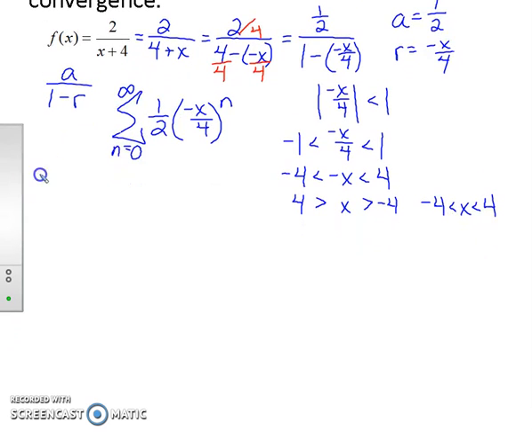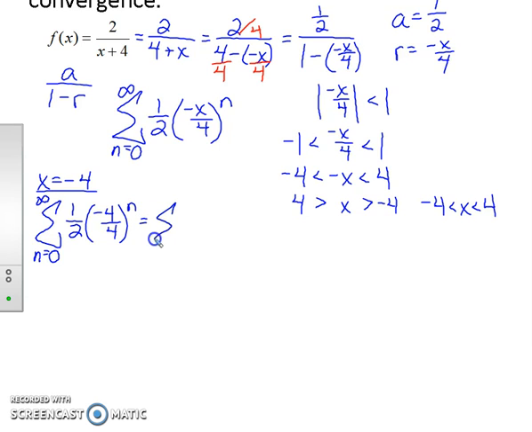So we could start by checking x equals -4. If x was to equal -4, then that would make my sigma notation look like the sum from n equals 0 to infinity of 1/2 times -4 over 4 to the nth power. So that's going to change to the sum from n equals 0 to infinity of 1/2 times 1 to the n. R is then 1. I can't have an r of 1. It has to be less than 1. So this one would diverge.